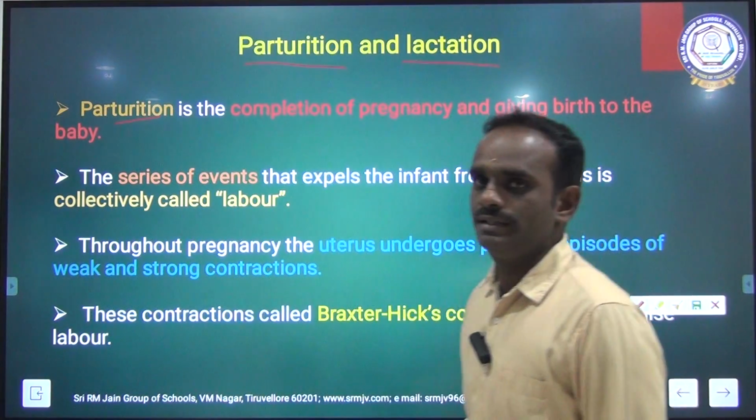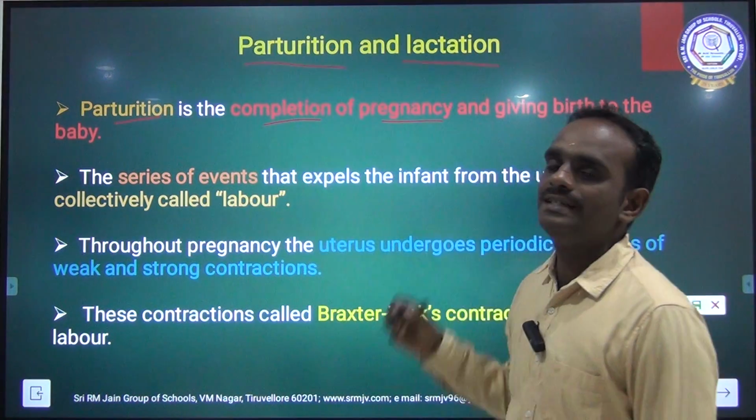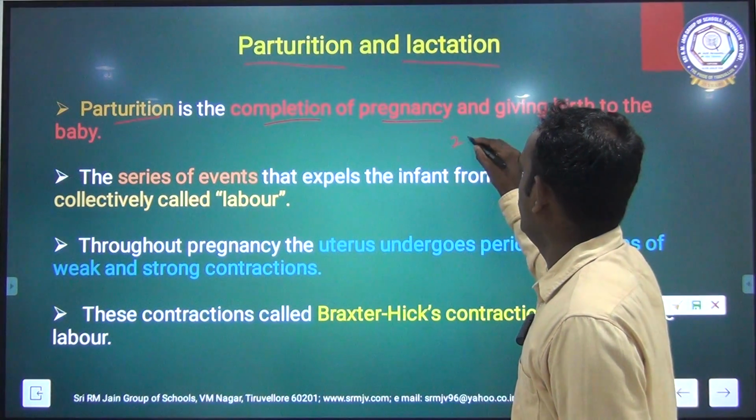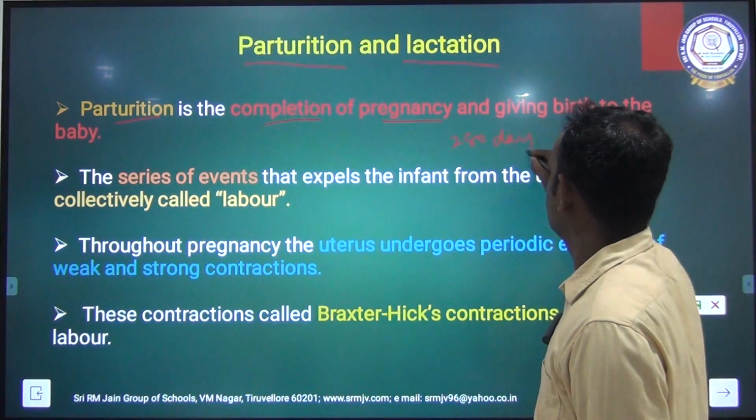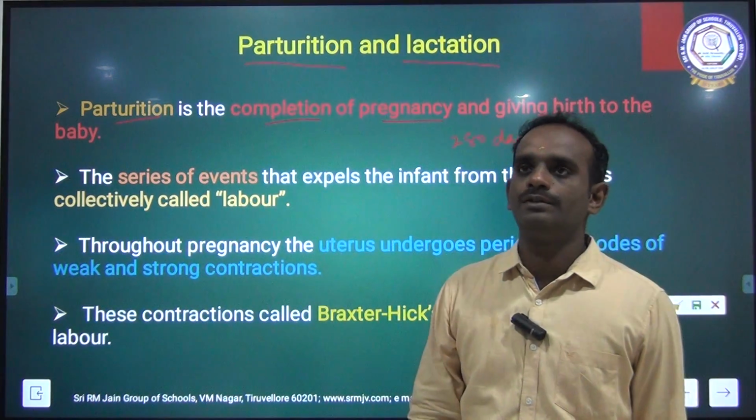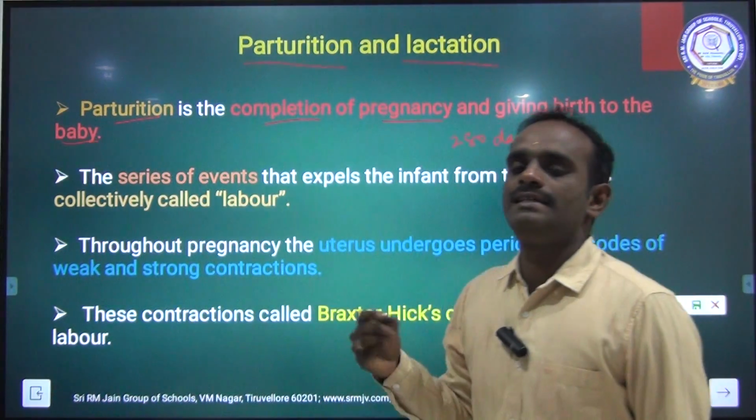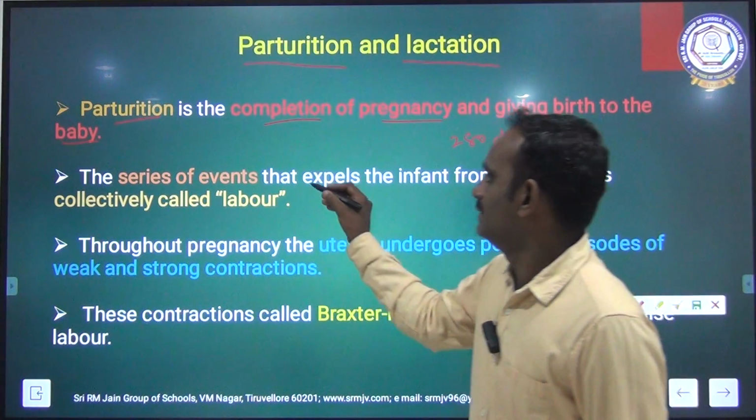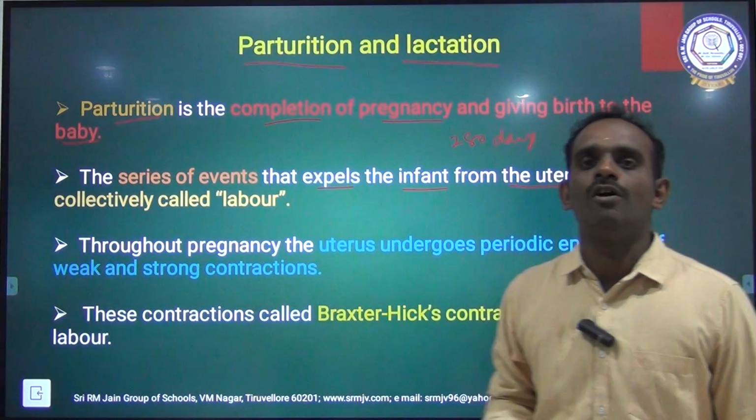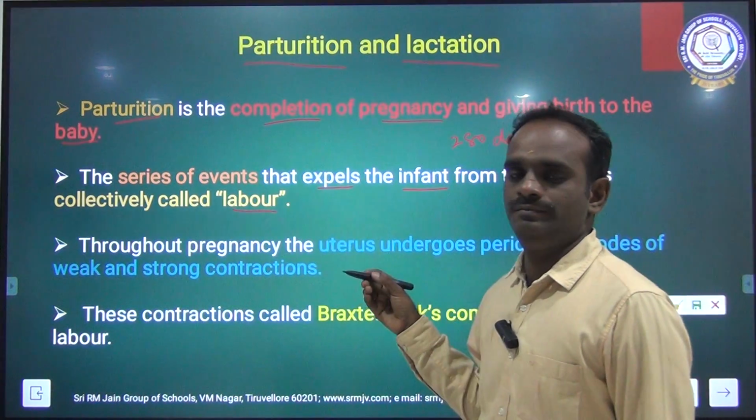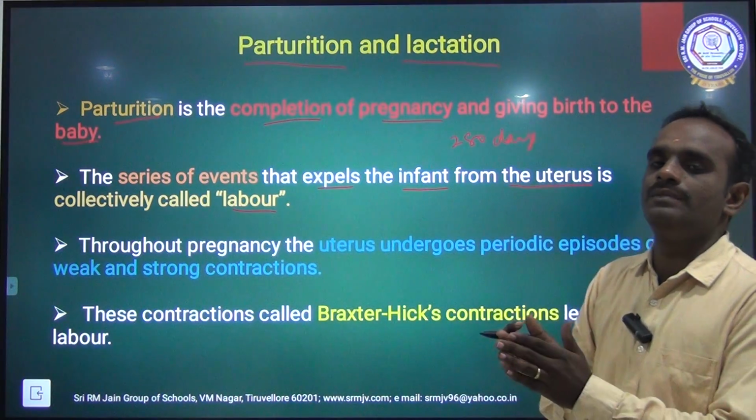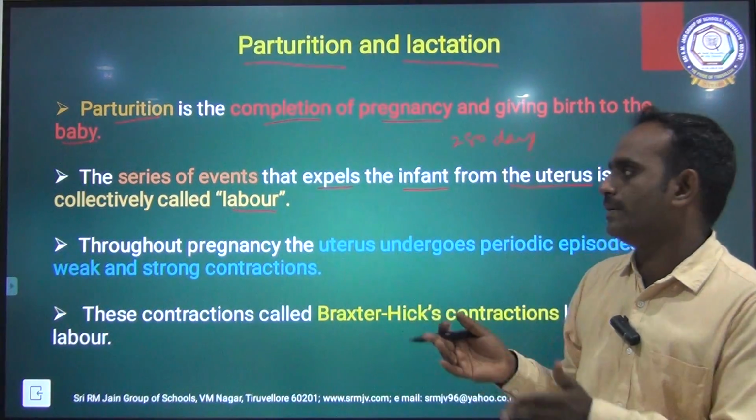Parturition is nothing but completion of pregnancy. Pregnancy takes place for about 280 days. So parturition is nothing but completion of pregnancy and giving birth to the baby. This series of events that expels the infant from the uterus is collectively called labor.